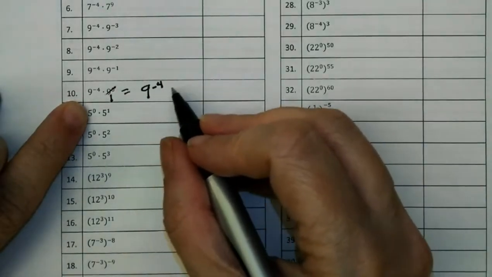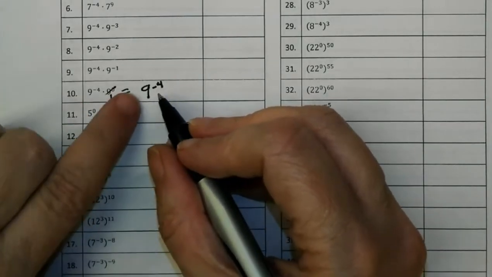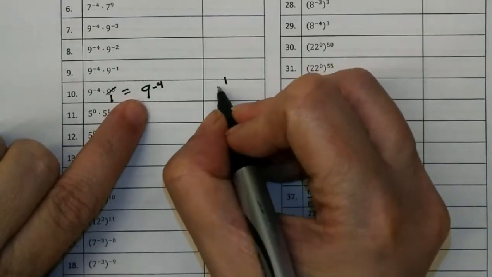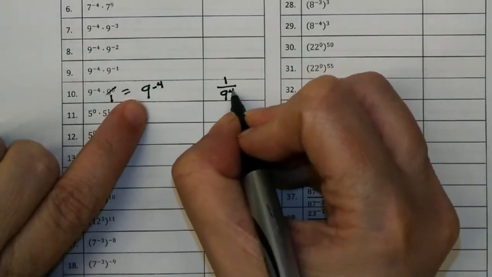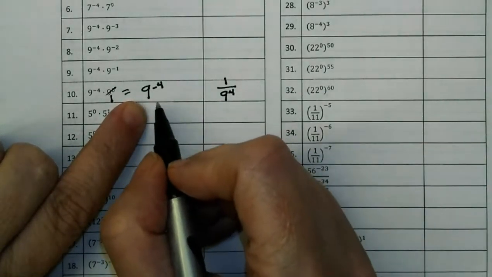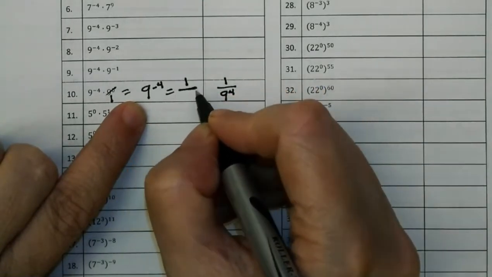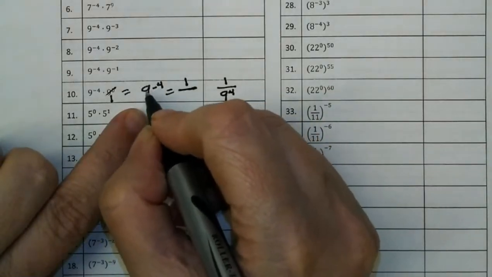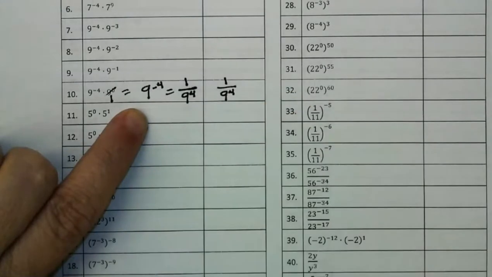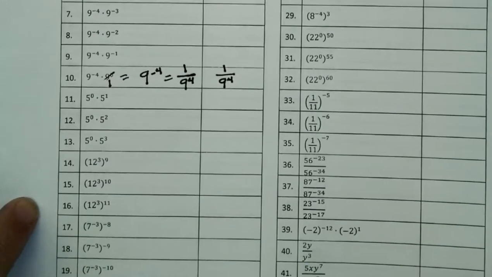Now, if I want to take this further and get rid of the negative exponent up here, then I could rewrite this as 1 over 9 to the 4th power. That gives me a positive exponent. Anytime you see the negative, you're just going to put 1 over, and then whatever this base is, and then the exponent becomes positive. Okay? So now let's go to number 15.